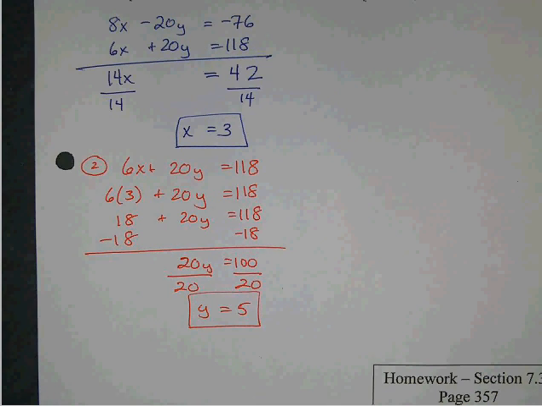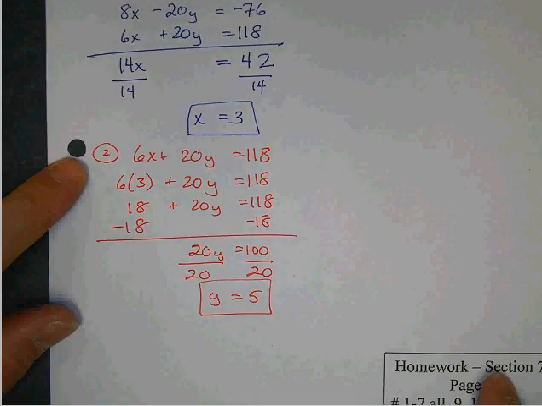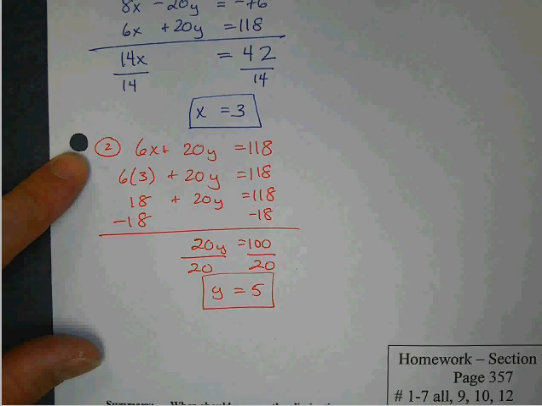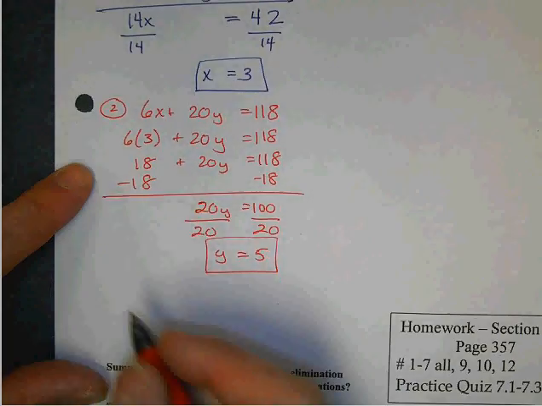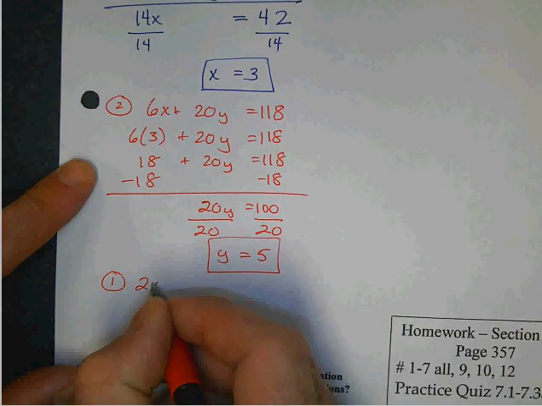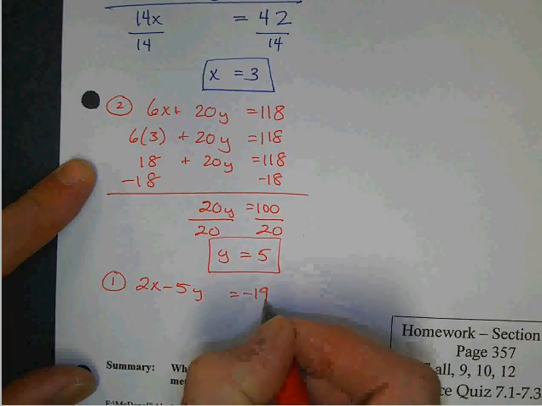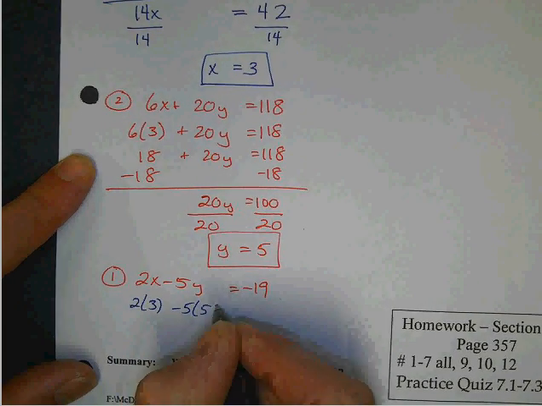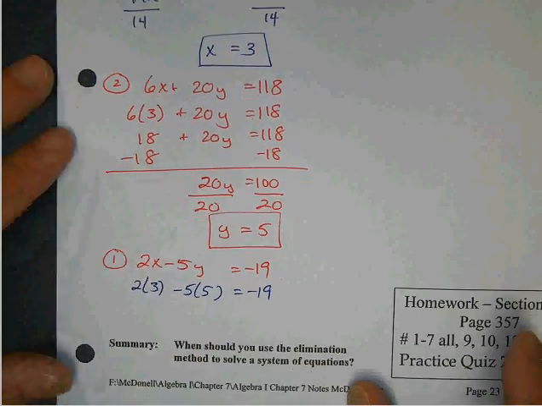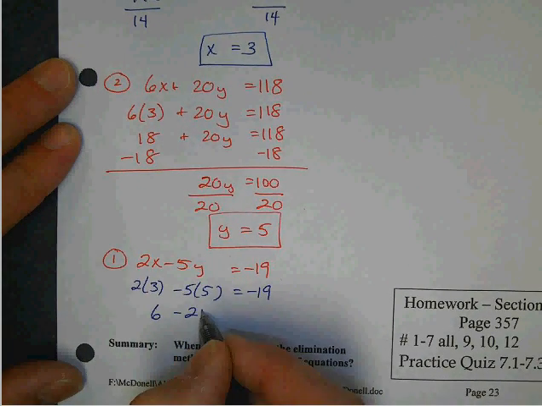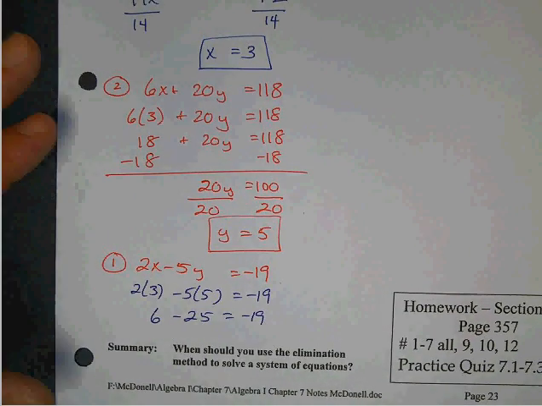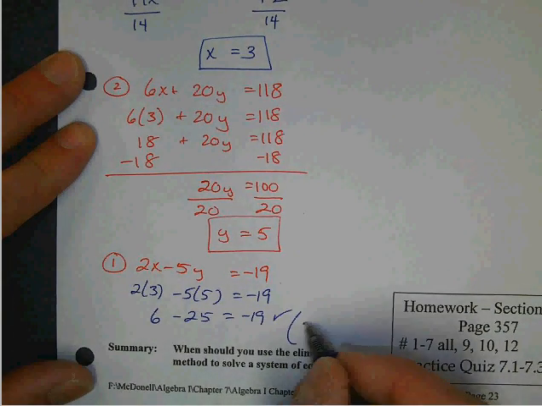The fact that we got a nice, perfect answer is paramount to saying very likely we're correct. But we still need to check it. In this case, I used the second equation to solve it, so I'm going to use the first equation to check it. Here's my first equation: 2x minus 5y equals negative 19. Let's plug in our numbers. 2 times 3 minus 5 times 5 supposedly equals negative 19. 6 minus 25. Is that negative 19? It is. So my answer is 3, 5.